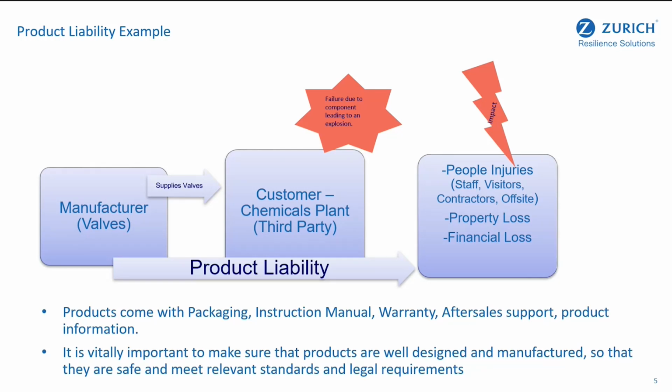So products effectively come with packaging. When you think about the valve itself, the valve would have been supplied with some form of packaging, some form of instruction manual. The valve itself would have had a level of warranty. And there may have been a situation where after-sales support would have been provided. And then some sort of product information around the valve itself. All these factors feed into product liability itself. So it's not just a simple product itself, but it's everything that's associated with delivering that product to the third party that could become consequential in a product liability situation.